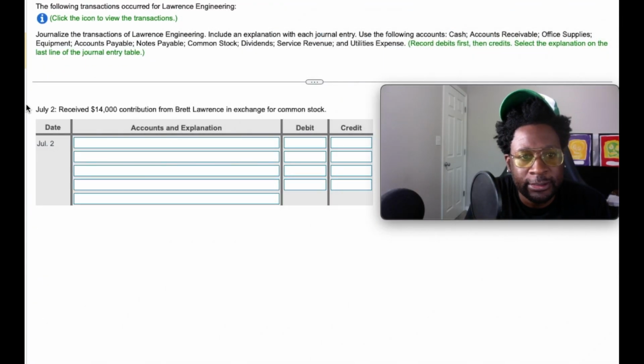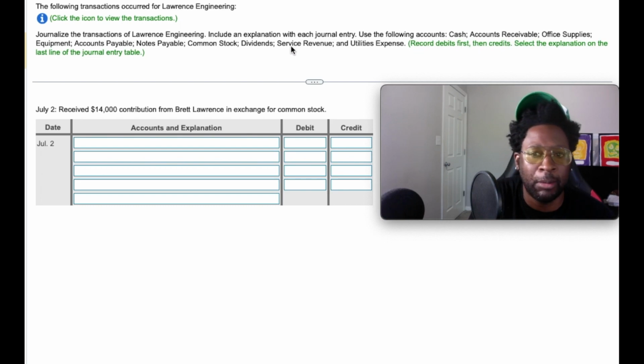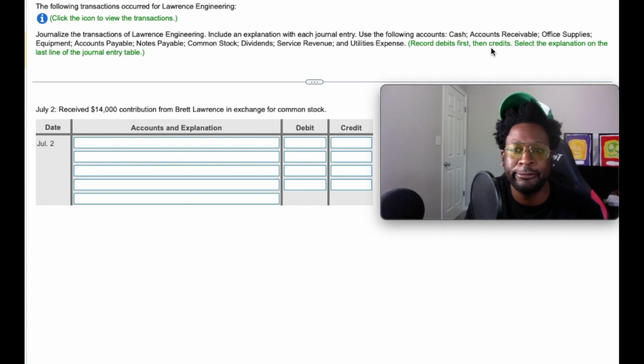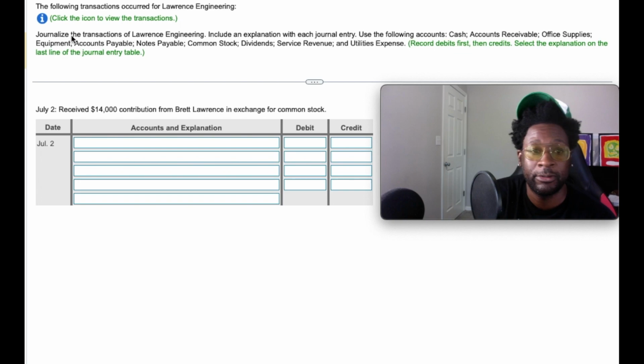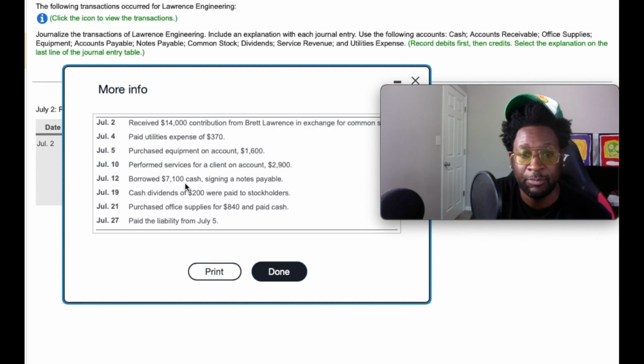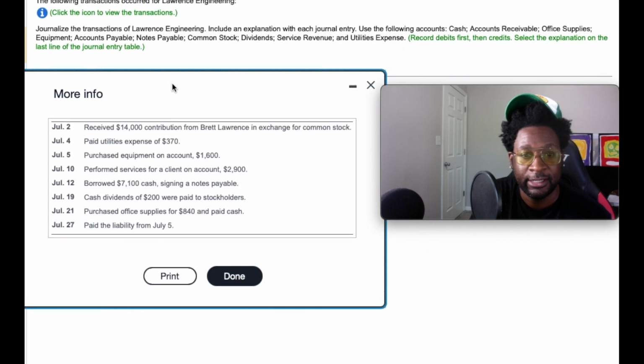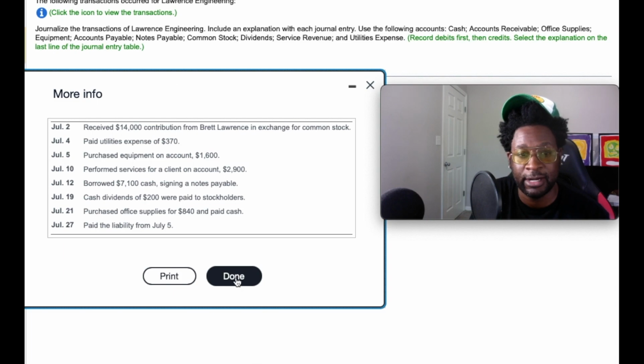So, it tells us to journalize the transactions for Lawrence Engineering, including an explanation, use the following accounts, and so on. Record debits first, credits second, and include an explanation for the table. So we have a bunch of transactions, and we're going to take these transactions and rock and roll.